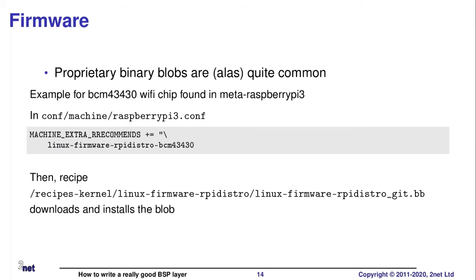Notice that what we do not do is include the firmware blob itself in the layer. Okay, this is nice and clean. We keep the firmware separate from the layer. It's downloaded and it can be updated by the raspberrypi.org folks.